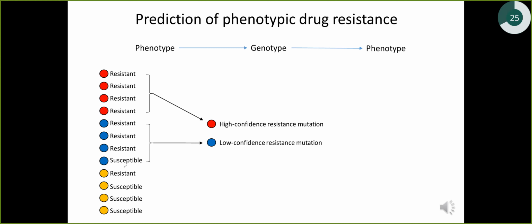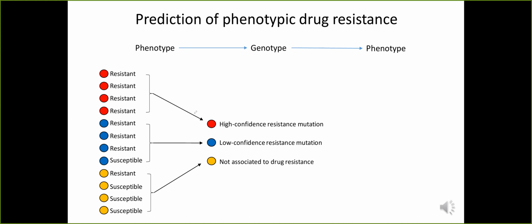And of course, we can have other mutations, like this yellow mutation, in which most of the strains are susceptible. And then we would say, well, most likely this mutation is not associated with drug resistance because most of the strains carrying this mutation are susceptible. So we go from phenotypic information to genotypic information. So now we know which mutations are associated with drug resistance and which are not. So this would be our catalog of drug resistance conferring mutations.